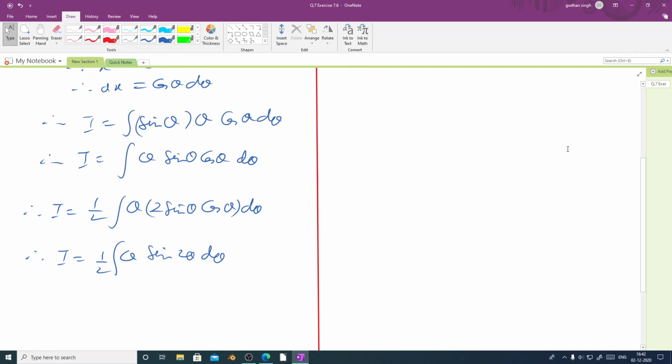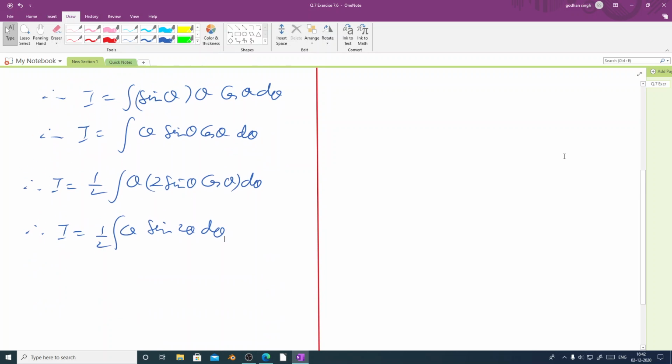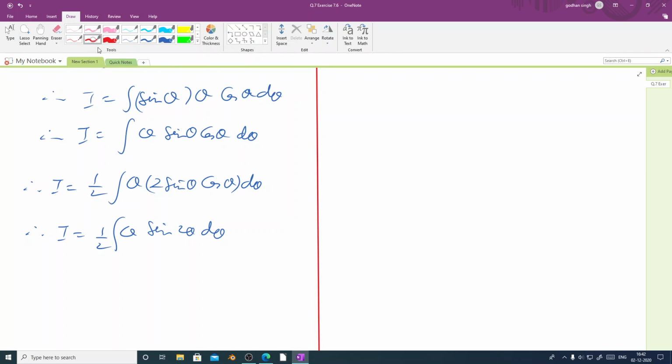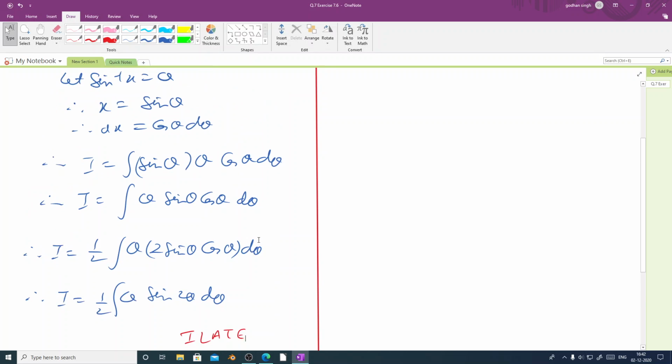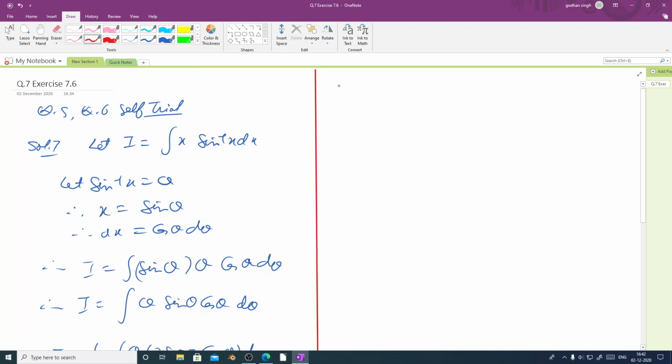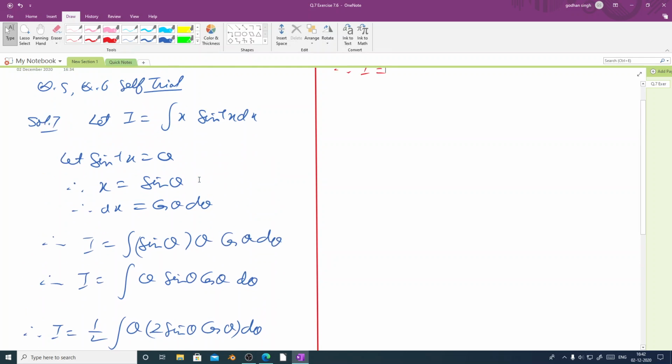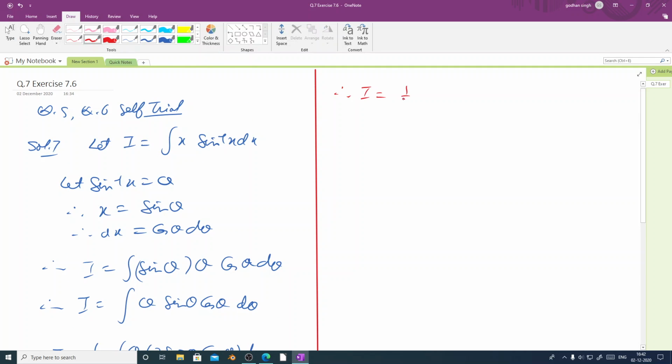Now let us first write down the rule of ILATE before integrating this one. So this is the rule of ILATE. Our theta is algebraic and this is trigonometric, so it is already in order. There is no need to interchange. Now we'll integrate this by using parts. So let's rewrite it. I equal to half integration of theta sine 2 theta d theta. Let's check it again if it is the same. Yes. So now we'll be using the UV rule.